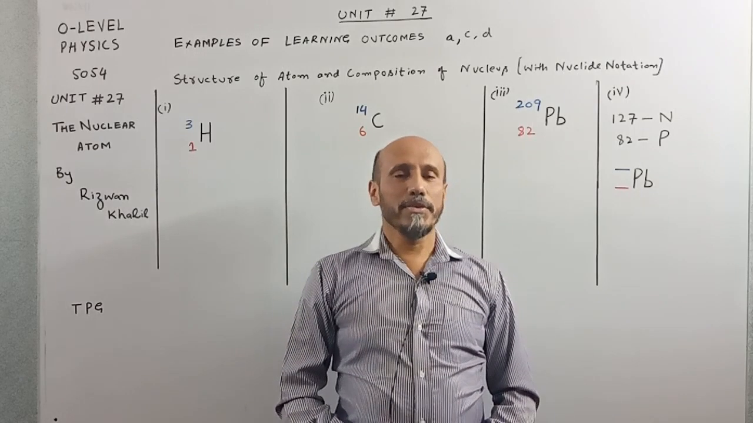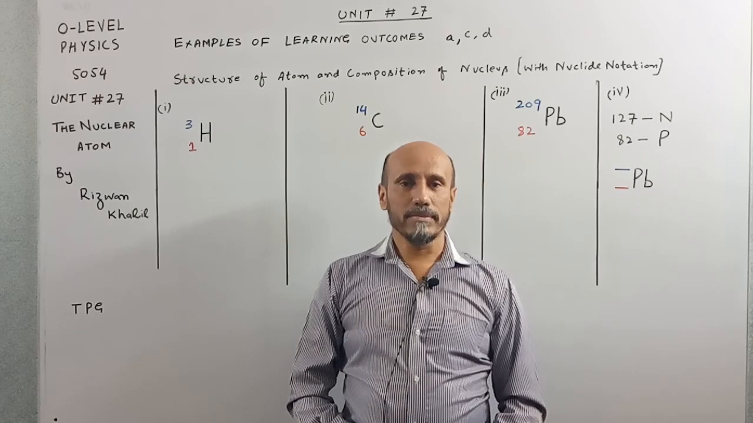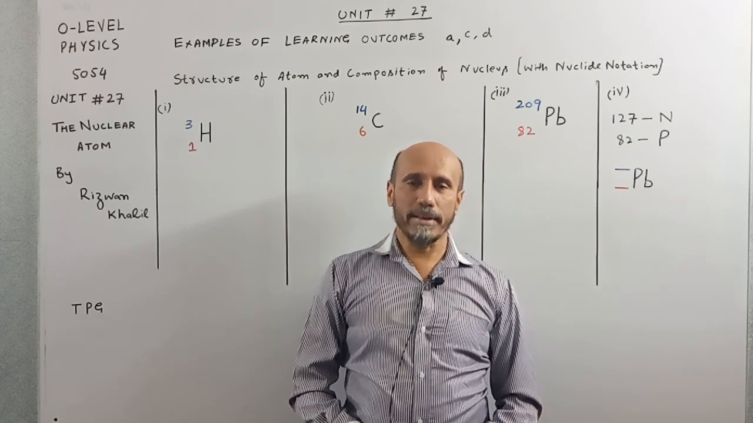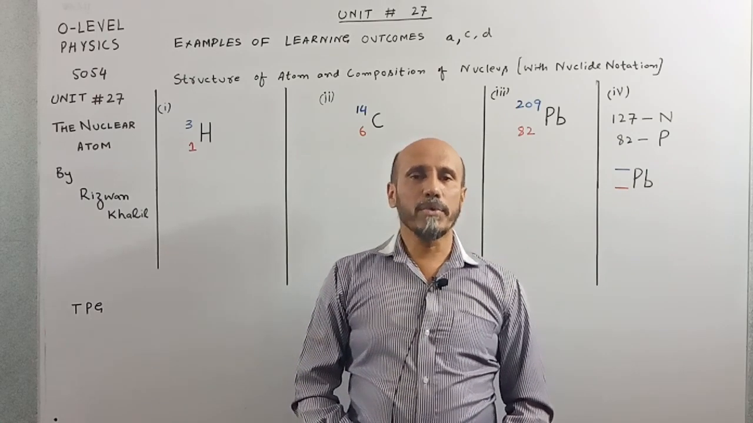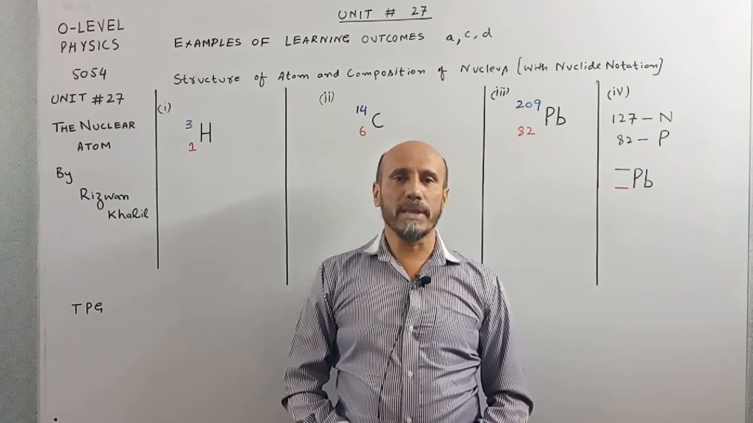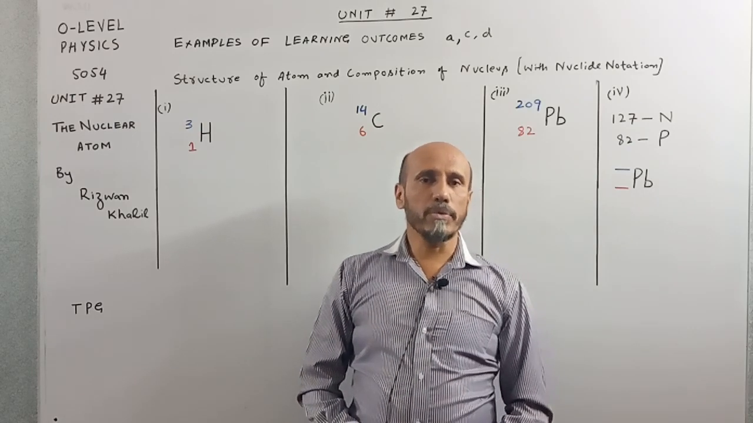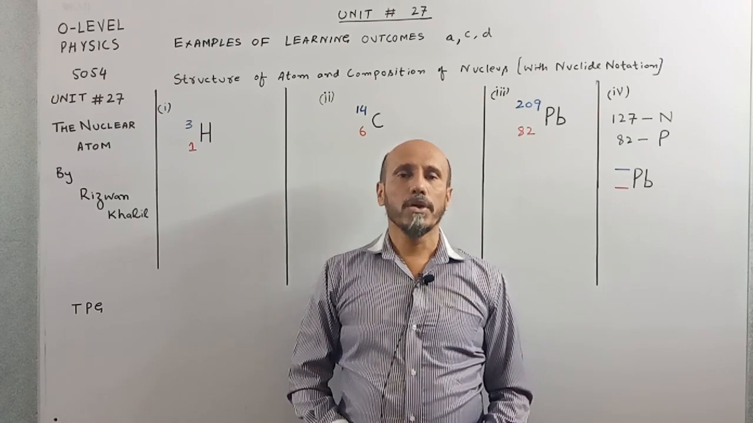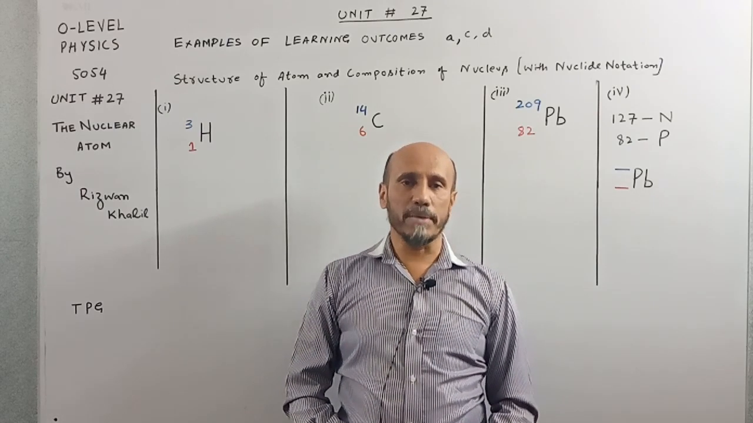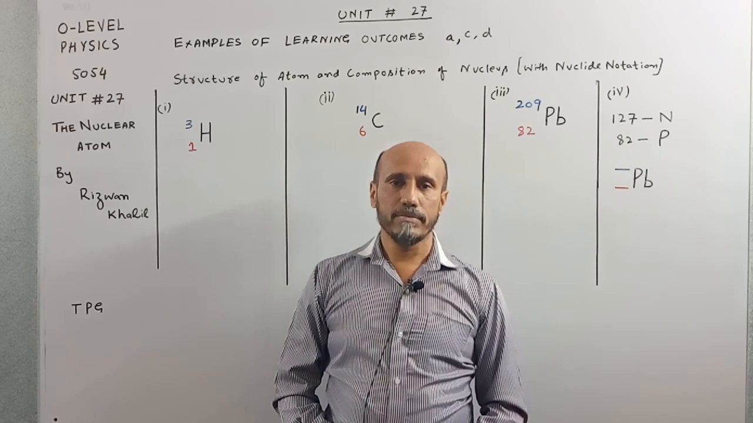I hope that you have gone through the videos of Unit 27, the nuclear atom of O-level physics 5054, and we have covered learning outcomes A, B, C and D in previous videos. Today we will discuss different examples in order to reinforce the concepts studied in learning outcomes A, C and D.